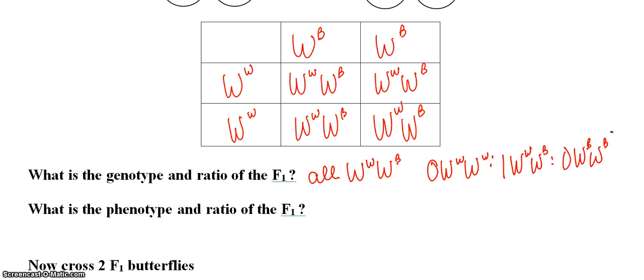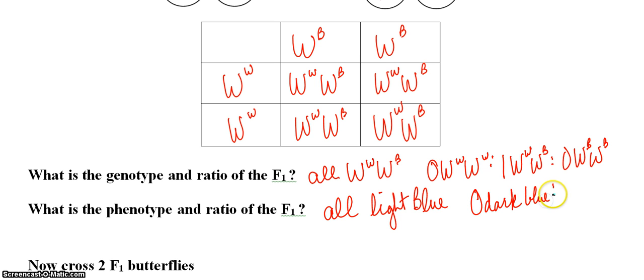What's the phenotype in the ratio of the F1? Well, they're all light blue. Or again, if you prefer to write it out, you could say 0 dark blue to 1 light blue to 0 white. Remember, don't just write 0 to 1 to 0 or 1 to 0 to 0. Make sure you tell me what the 0 is. 0 dark blue, 1 light blue, 0 white.